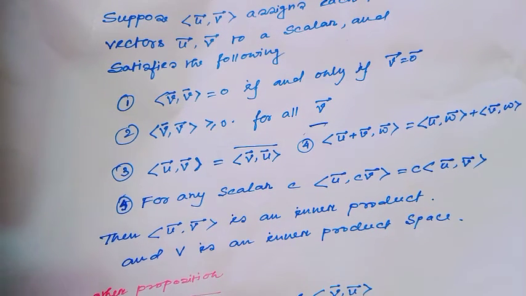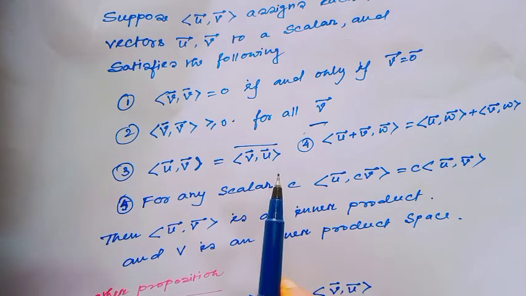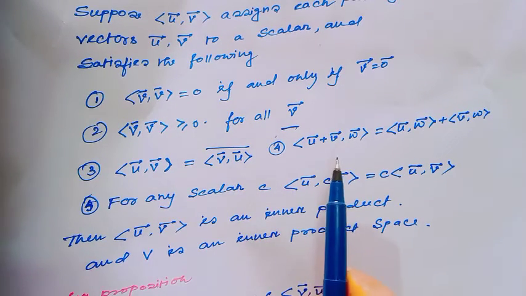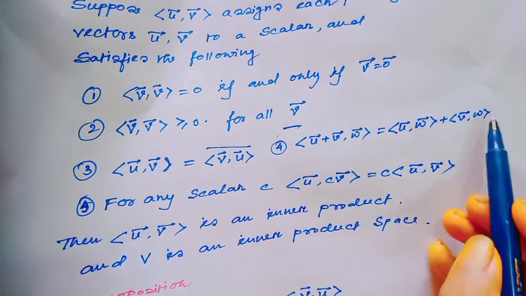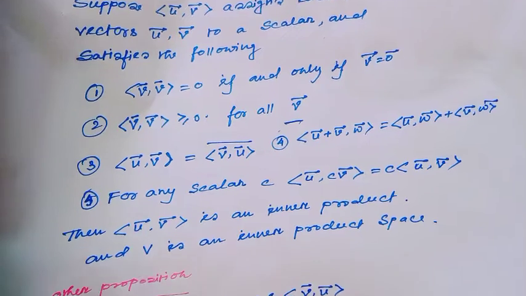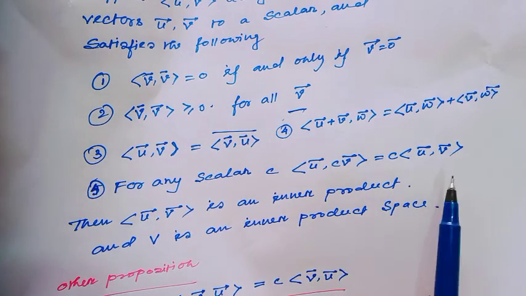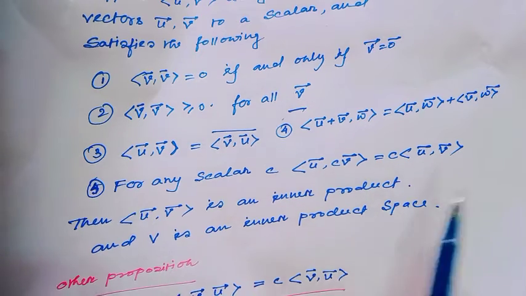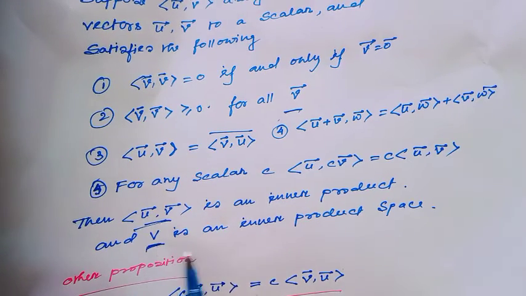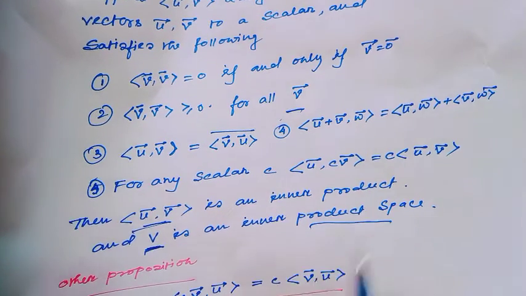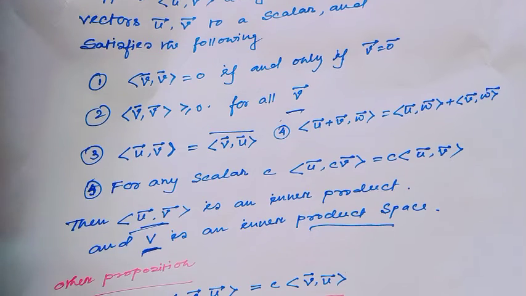Third, inner product of u, v equals the conjugate of inner product of v, u. And fourth, inner product of u plus v, comma w, always equals inner product of u, w plus inner product of v, w. Okay? And for any scalar c, inner product of u comma cv equals c times inner product of u, v. Then this pair is an inner product and this space V is an inner product space. I have seen this part elaborately in my earlier video.